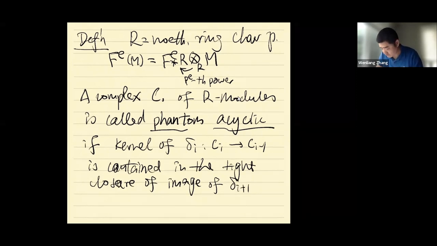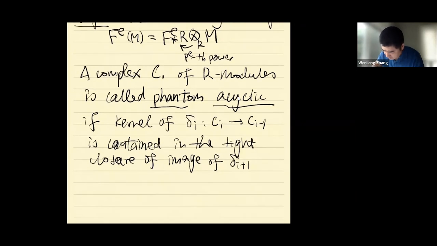well, I didn't say what C looks like. So let me say this is C_1, C_0, because eventually I want to use the resolution. So let me say I don't have anything in negative degree, right? And I do want this to hold for every i, at least one. Okay.